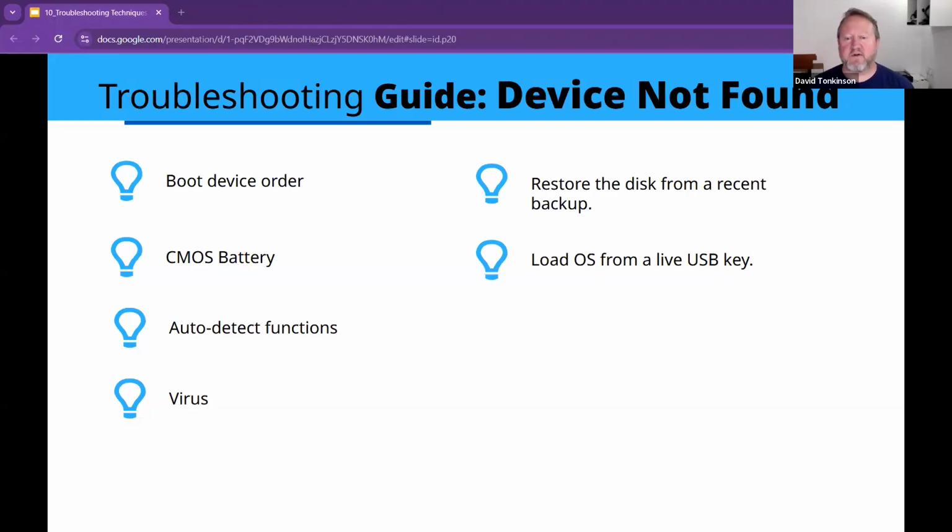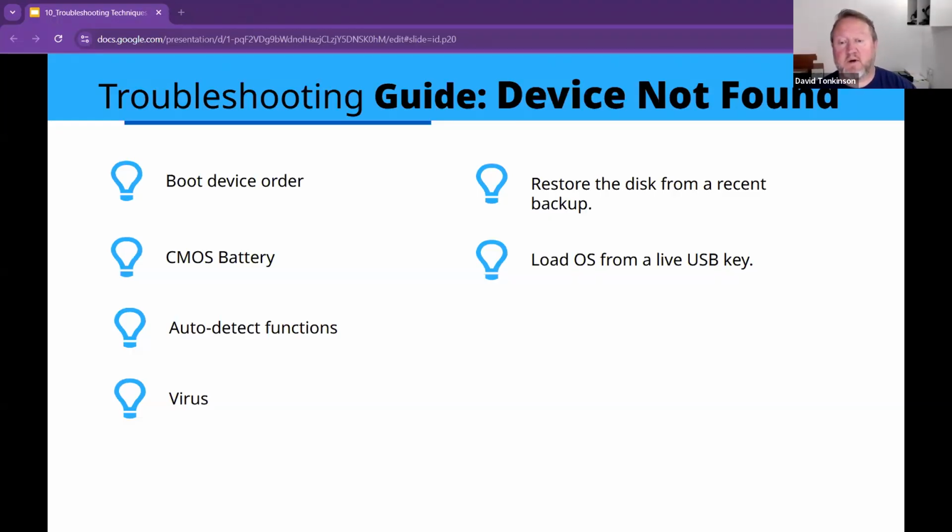Okay, so generally when it says device not found, these are the things we are looking at. Solutions, yes, we can restore this from a recent backup. We talked about Apple Macintosh booting into a recovery mode, didn't we? Windows will also do that, and indeed some of the Linux OSs will allow you to do that as well. So you can restore from recent backups, or you can simply load an OS from a live USB key. So you can basically plug a USB key in, reboot the system, and off you go.